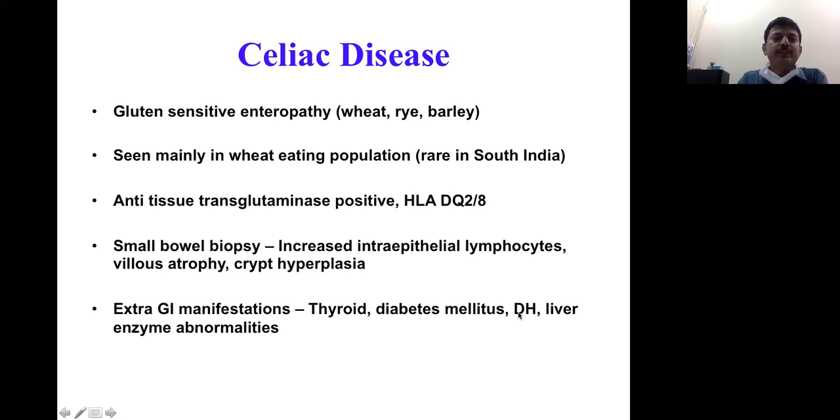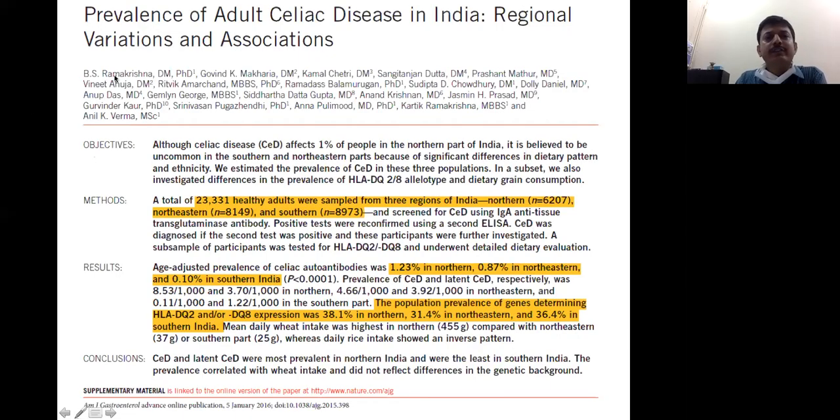About celiac disease, I just want to mention this important study. This is the largest study so far on the prevalence of celiac disease from our country. It was led by Dr. Ramakrishna, who was a professor and former head of our gastroenterology department in CMC. This was a multi-center population-based study with centers in Vellore, Delhi, and Assam. They looked at more than 23,000 people in the community.